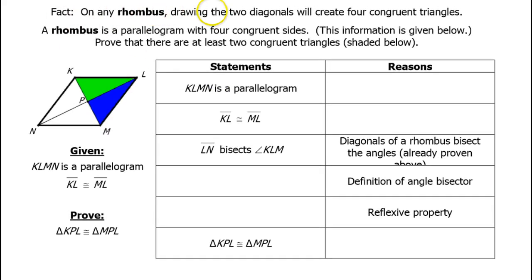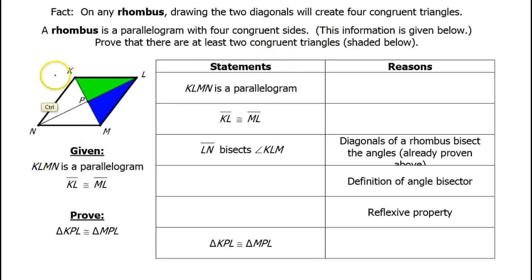Fact: on any rhombus, drawing the two diagonals will create four congruent triangles. A rhombus is a parallelogram with four congruent sides. This information is given below. Prove that there are at least two congruent triangles, the green and the blue.